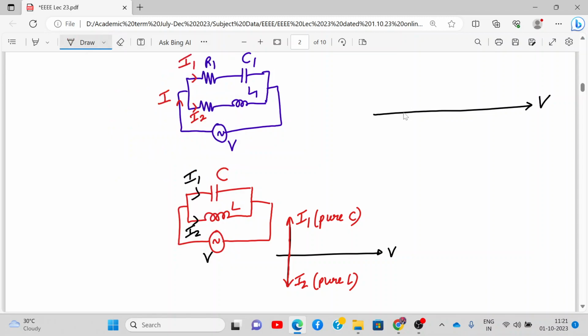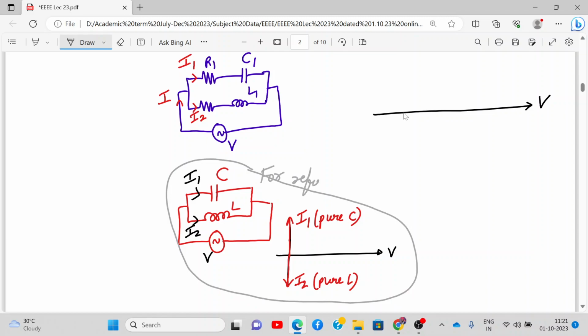This part which I have written over here is for your reference. Have you understood this? For a pure capacitor, current is leading the voltage by 90 degree. Here it is 90 degree. And for a pure inductor, current is lagging behind the voltage by 90 degree. Correct? But here it is RC and RL.